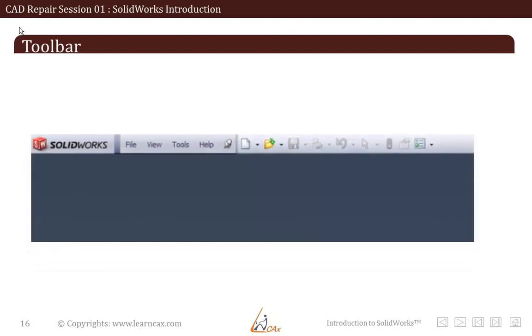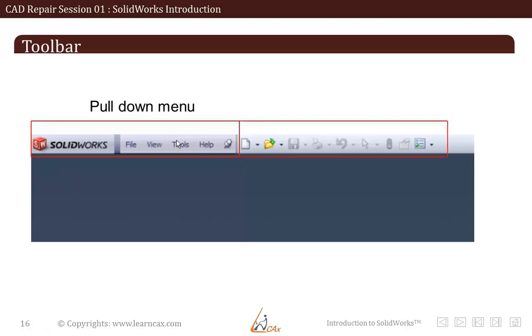When you start SolidWorks, the default window that appears on screen is something like this. It contains a menu bar, that is a pull down menu, then a quick start button, which are actually shortcuts to the options available inside the menu bar. You can customize this quick start button as per your requirement.